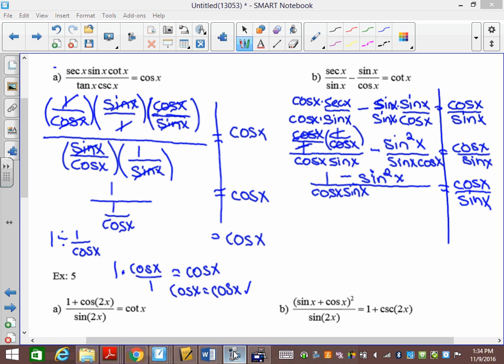What's 1 minus sine squared equal to? Cos squared x. It's just that formula rearranged.